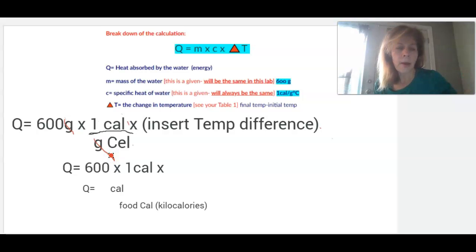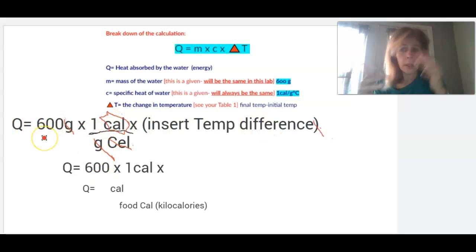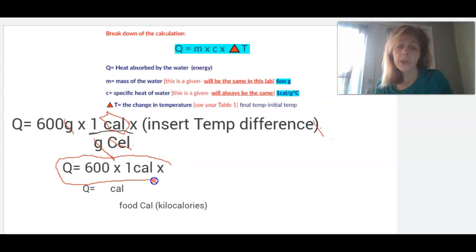They cancel each other out. We have degrees Celsius here, and then we have degrees Celsius here in our difference in temperatures. So look at the unit we're left with: calories. We're in exactly the right spot, okay? And so when you eliminate all the units, this is what you're left with right down here. And this is where you put in your temperature difference, okay? So you have 600 times 1 calorie times your temperature difference.